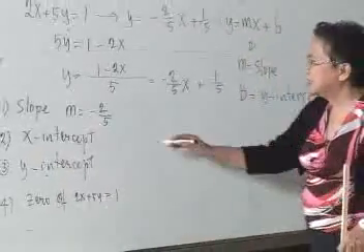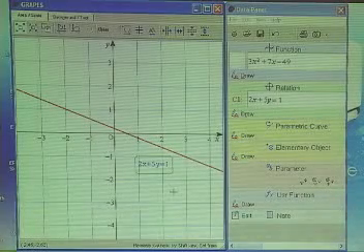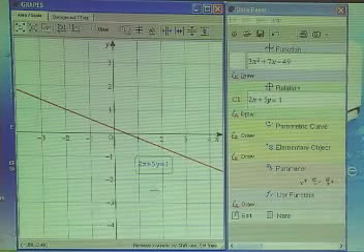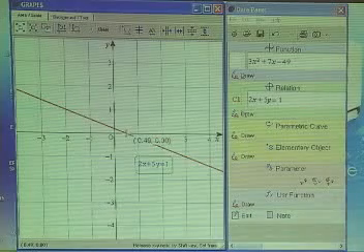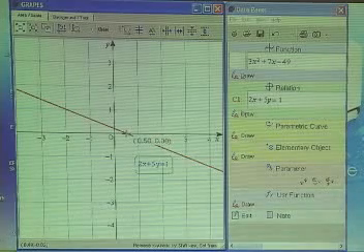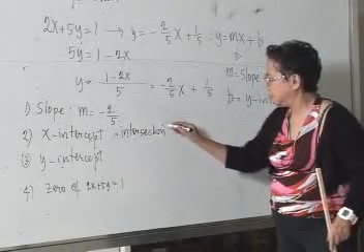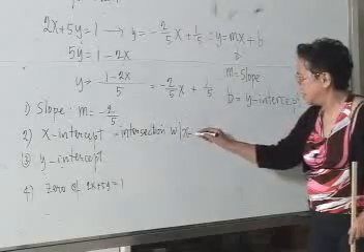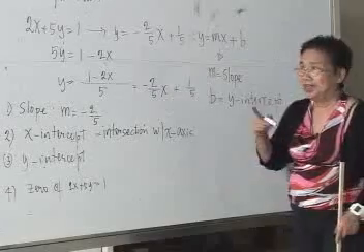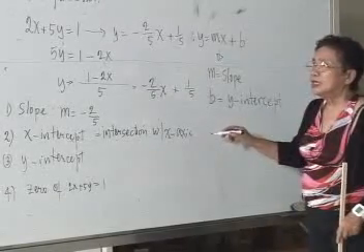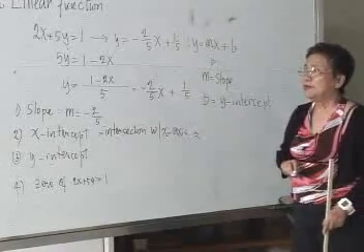Okay. X-intercept, please refer to the graph on the PowerPoint. X-intercept, will you point that out, Carlo? Is there an intersection of the line with the x-axis? And approximately, again, we are just doing it by graphical method. That is approximately what? 0.5.